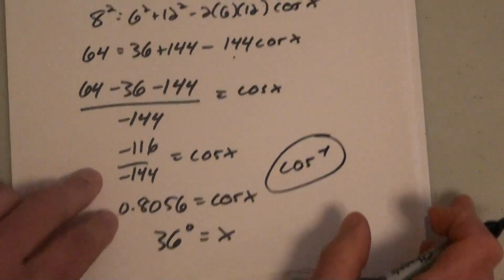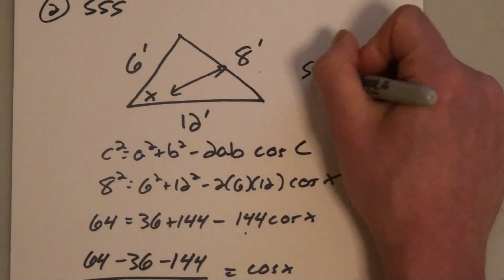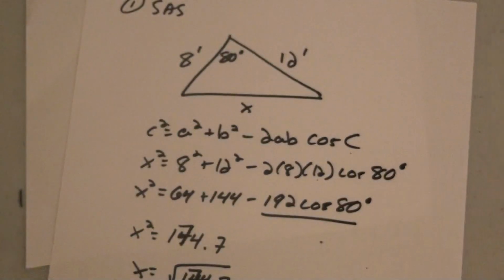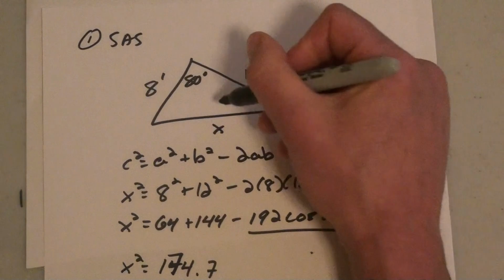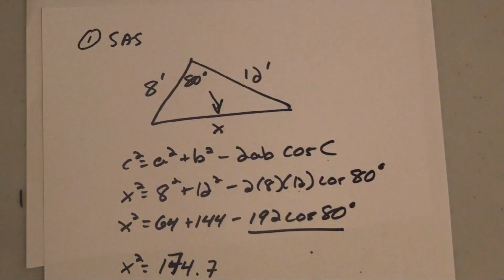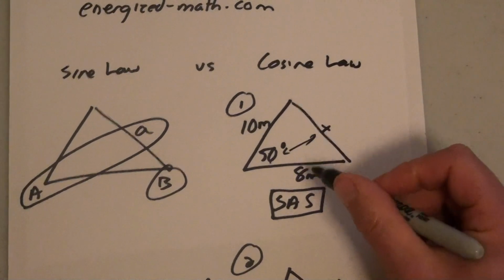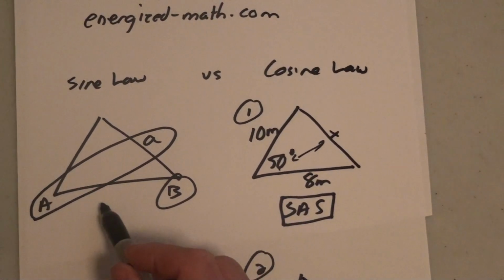That is the cosine law. The cosine law is good for when you have all three sides. It's also good for when you have side angle side, where you want to find the opposite length. And again, you use it when you do not have an opposite pair. If you have an opposite pair, you use the sine law.